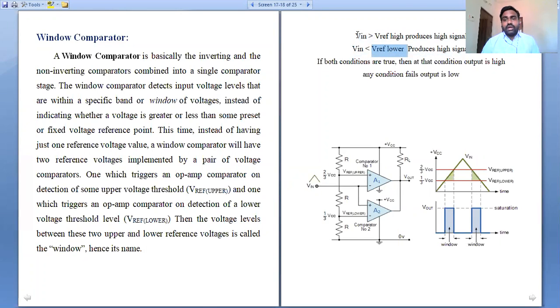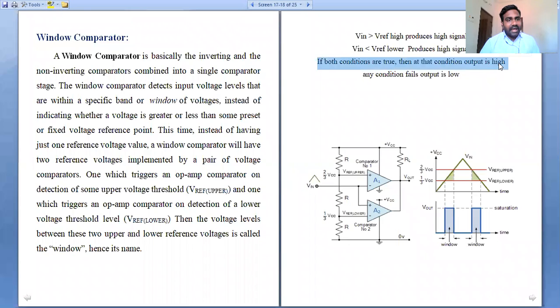Okay, so if the condition is that the input voltage is greater than the reference voltage high, it will produce a saturation value, a high value. Similarly, if the input voltage is less than the lower threshold voltage, it will also produce a high value. That means if these two conditions happen, only at that condition is the output voltage true.